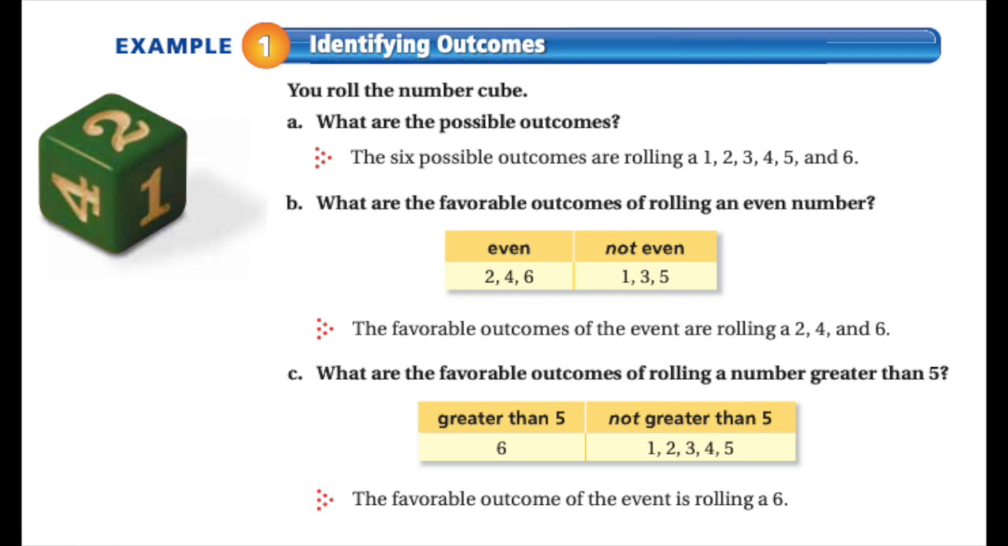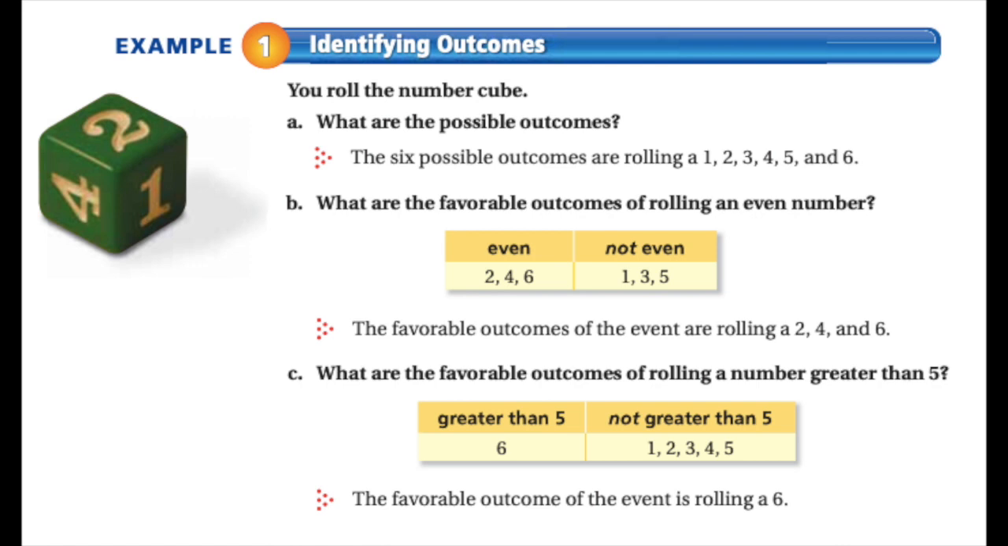B asks, what are the favorable outcomes of rolling an even number? So what's the chance? How many times could you, or what are the possibilities of getting an even number? Well, they have it there in the little chart for you, 2, 4, and 6. They've also listed the not favorable, right, which would be the non-even numbers, 1, 3, and 5. Okay, their final answer there is by that little triangle where it says the favorable outcomes of the event are rolling a 2, 4, and 6.